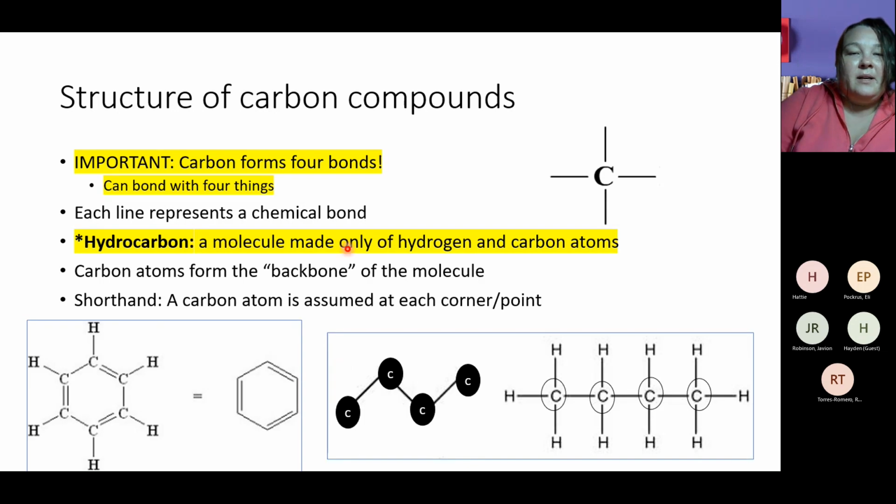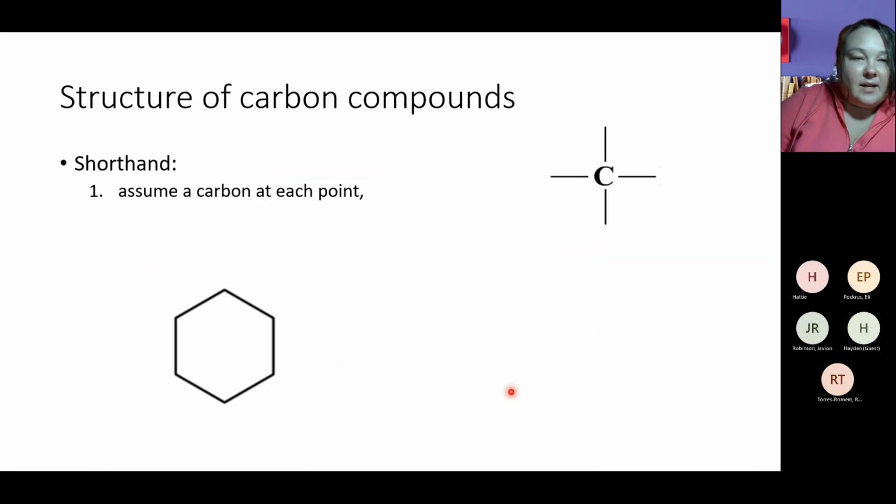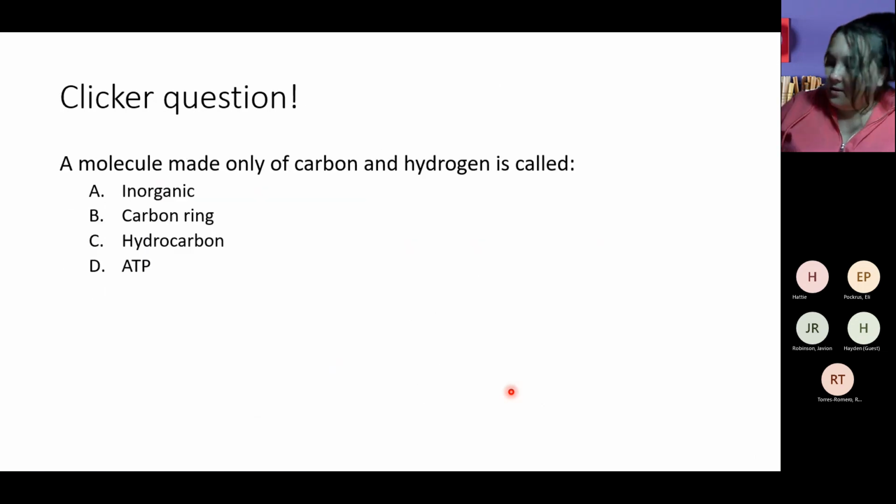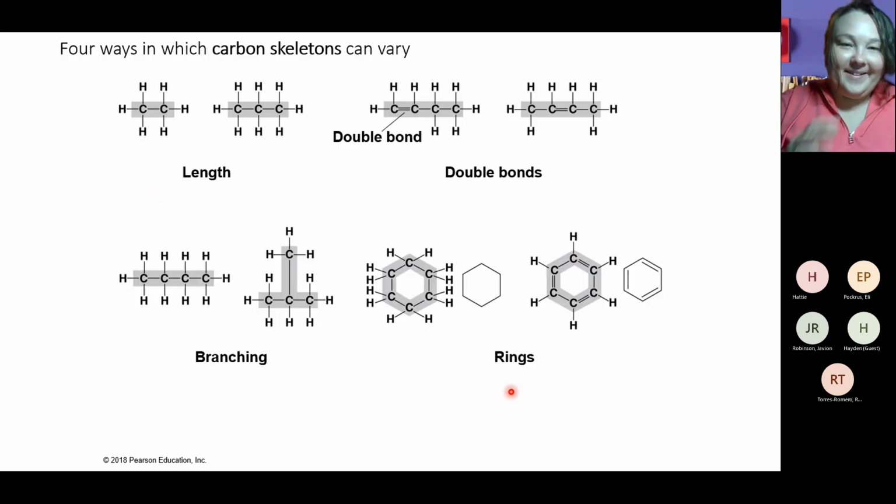A molecule made only of hydrogen and carbon atoms is called a hydrocarbon. Hydro for hydrogen and carbon, well, obviously for carbon. So this is a hydrocarbon. This is a hydrocarbon. Let's try again. Well, this is also a hydrocarbon. Yay, so much better. Everybody got C, hydrocarbon. Excellent.